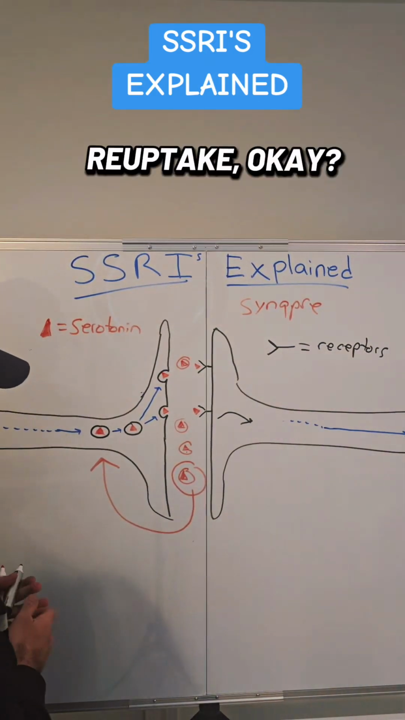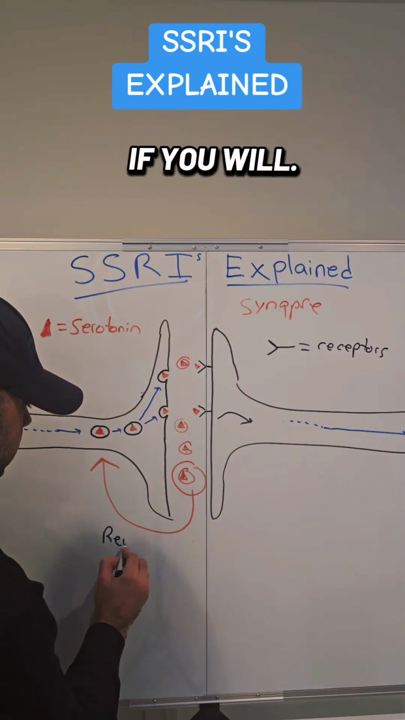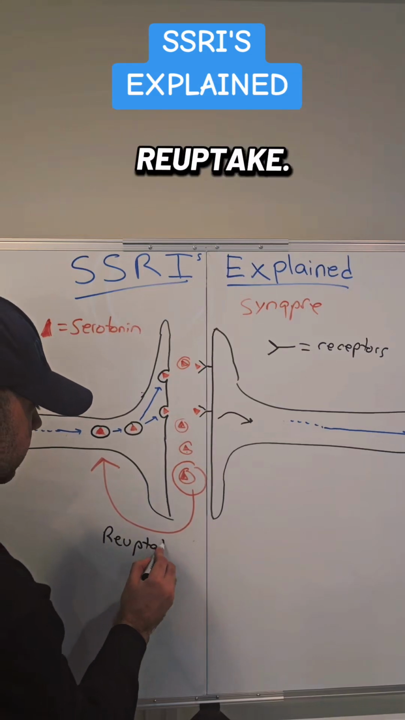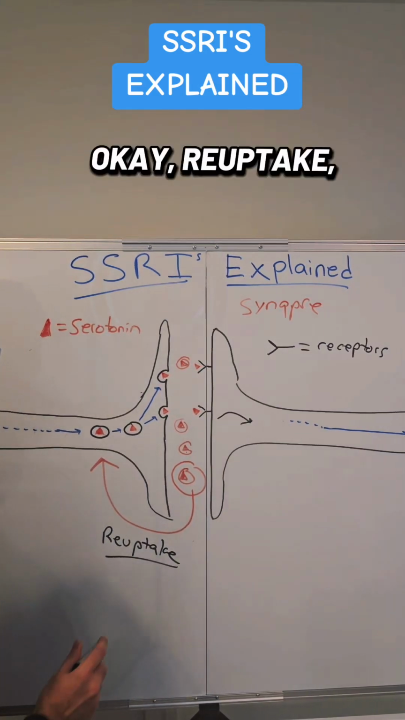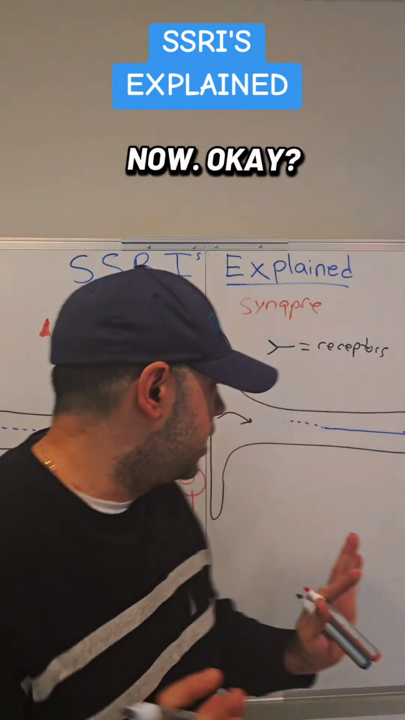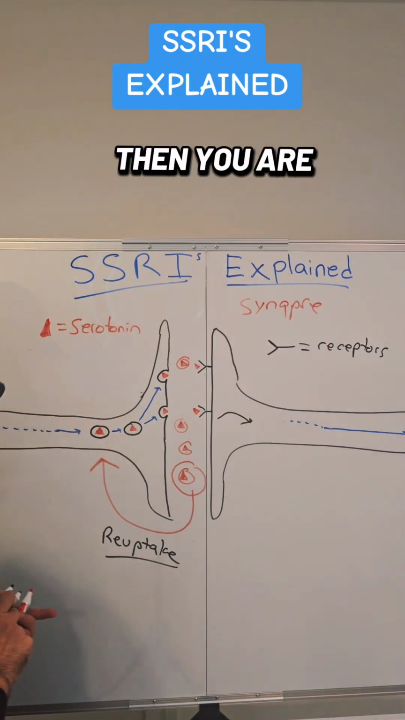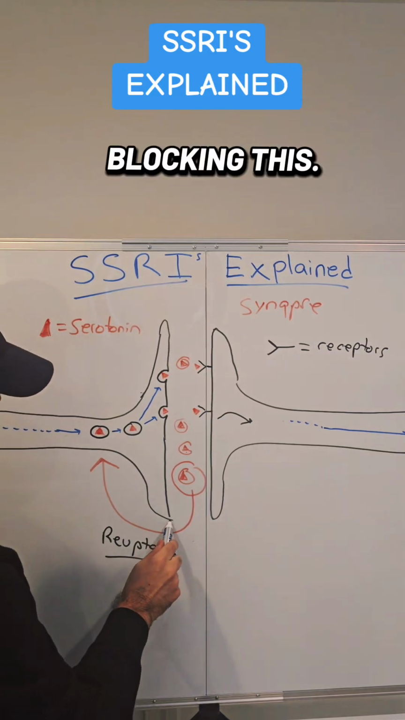This is called reuptake, okay? This is like recycling. Reuptake is like recycling, if you will. That's a normal process. It happens every second. It's happening right now, okay? Now, if you're an inhibitor of reuptake, then you are blocking this.